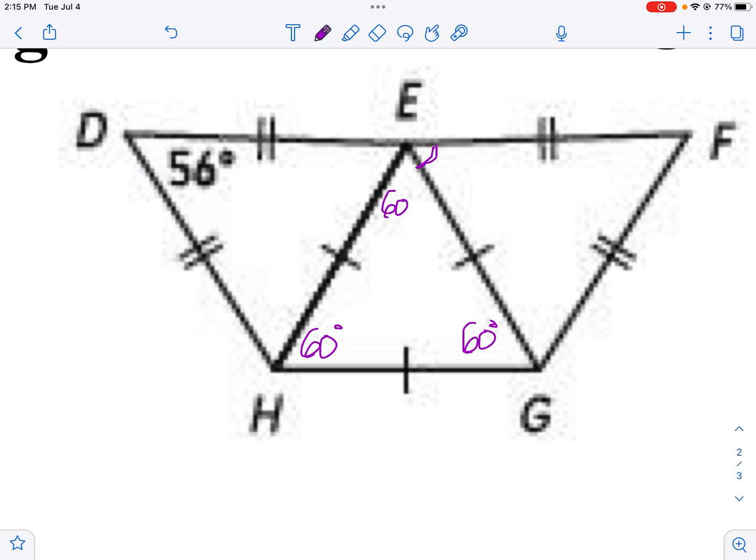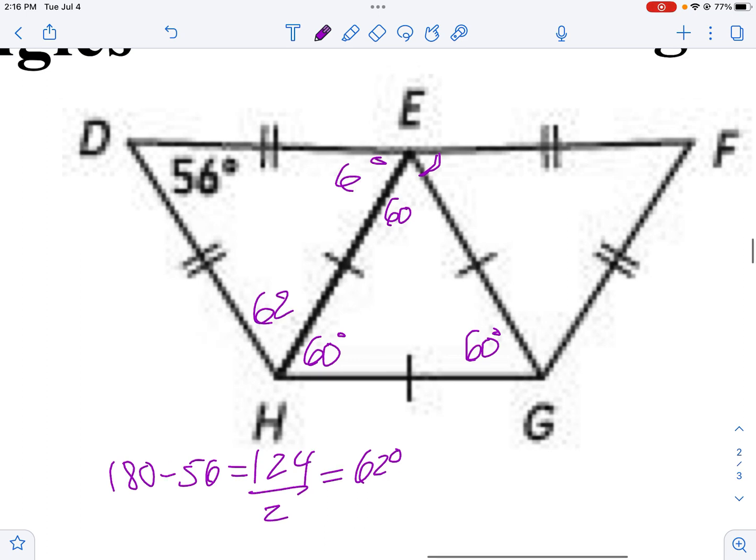So to find the measure of angle E and angle H, I would take 180 minus 56. 10 minus 6 is 4, and 7 minus 5 is 2. So I know angle E and H add to 124 degrees. So I divide by 2, and I get 62 degrees.